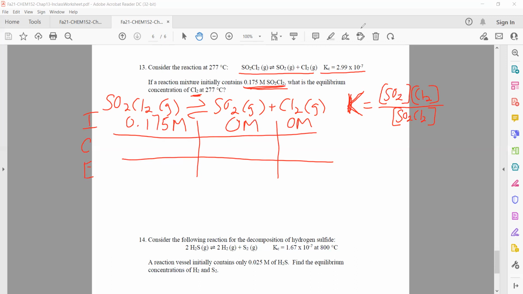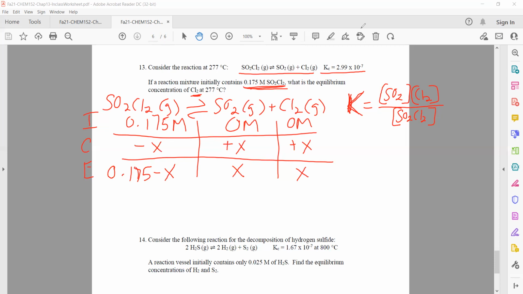Okay. We can then factor in the change, and since we know we have no product to start with, we will add some amount of product, and that will, of course, come from the change in our reactant. All right, and then for our equilibrium, we just combine those first two rows. And so for SO2Cl2, 0.175 minus x, then 0 plus x for both of these is just x, right?